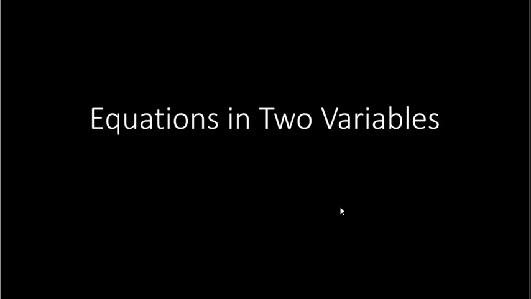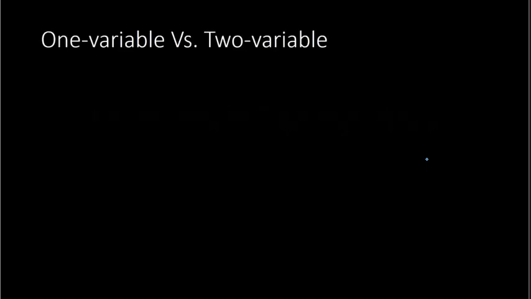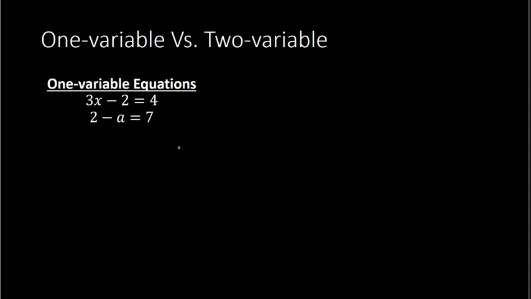In this video, you will learn about equations in two variables. Up to this point, we've been working with equations in one variable. Equations with one variable will look something like this, where you have 3x minus 2 equals 4. We just have one variable. Or maybe 2 minus a equals 7. We have one variable because it's just one letter.